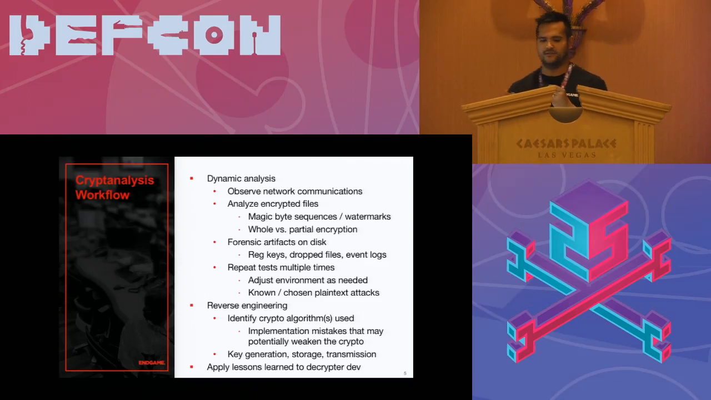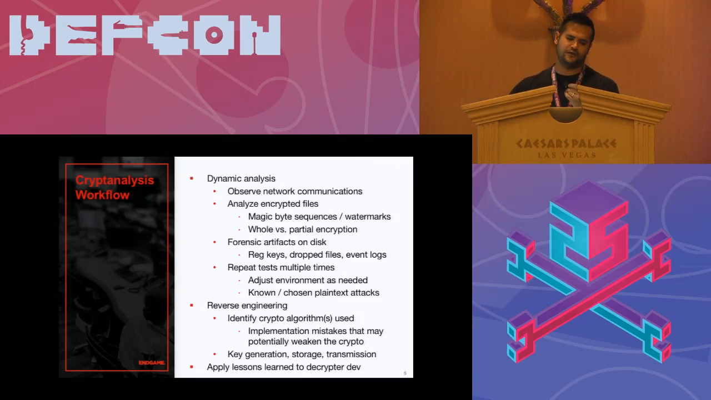So you want to analyze the encrypted files. If these are encrypted files, you're going to look in there and say, oh, it's crypto, but it doesn't make any sense. What we're looking for are commonalities across the board between files that are encrypted from multiple different file types. So you want to look for magic byte sequences or watermarks that are either in the header or the footer of the files. And you also want to try to determine if the ransomware is trying to encrypt the entire contents of the file or just implement some sort of partial encryption.